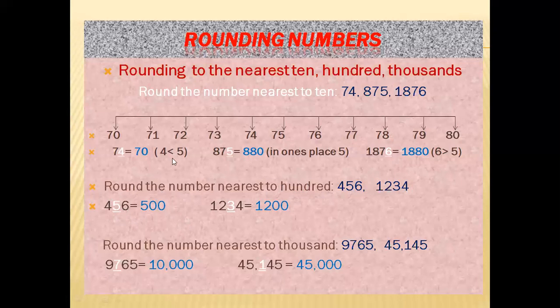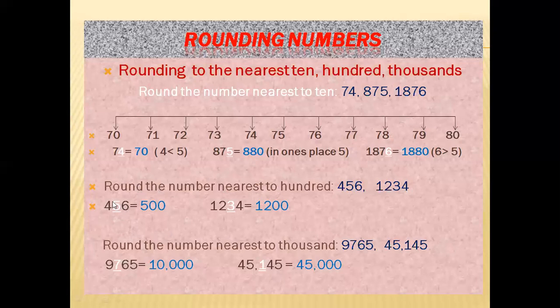The rules are the same. If the digit in the tens place is 5 or greater than 5, the hundreds place digit changes to the next digit. Otherwise, it stays the same. But if you round the number to the nearest 100, you have to look at the tens place digit.